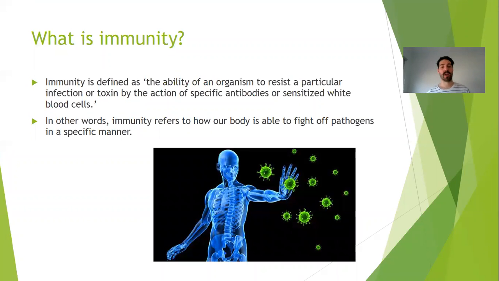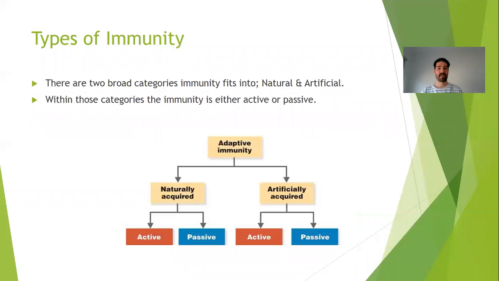So immunity is defined as the ability of an organism to resist a particular infection or toxin by the action of a specific antibody or sensitized white blood cells. So in other words, it's how our body is able to fight off pathogens in a specific manner. So immunity refers to our body's ability to fight off a particular pathogen.